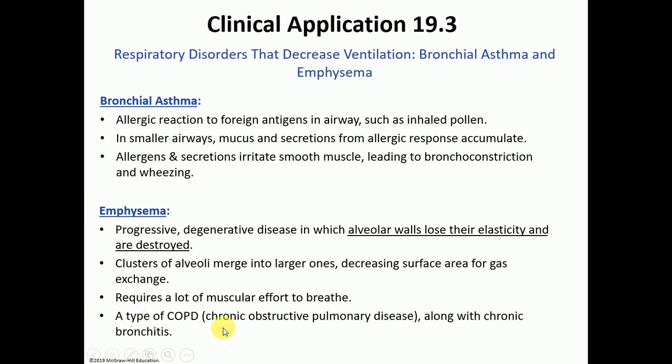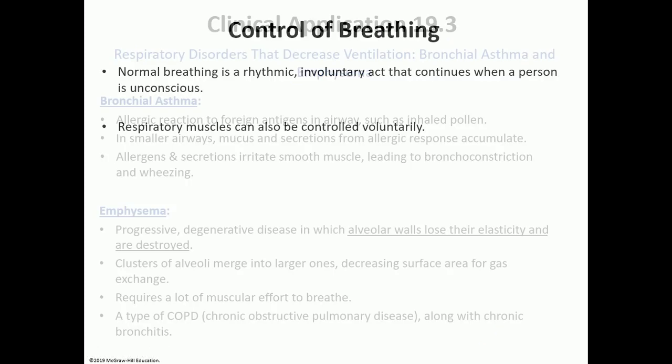This is one kind of COPD. COPD stands for chronic obstructive pulmonary disease, which means that there is an obstruction in the lungs that prevents or makes it harder to breathe. Okay, chronic COPD can either be emphysema or chronic bronchitis, and sometimes it's a combination of both. Actually, usually it's a combination of both.